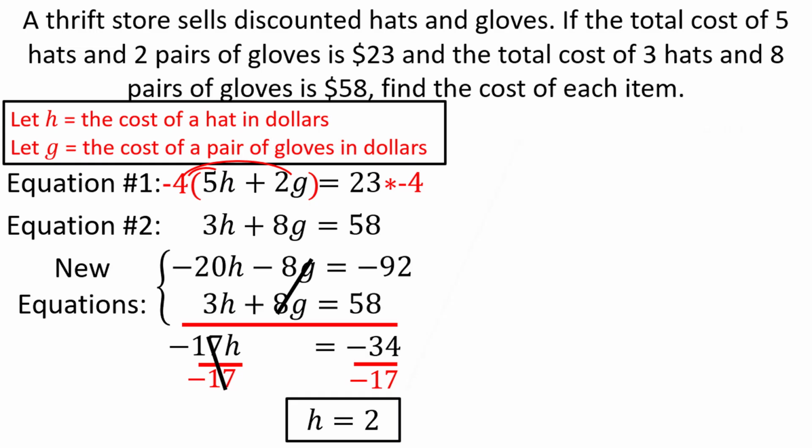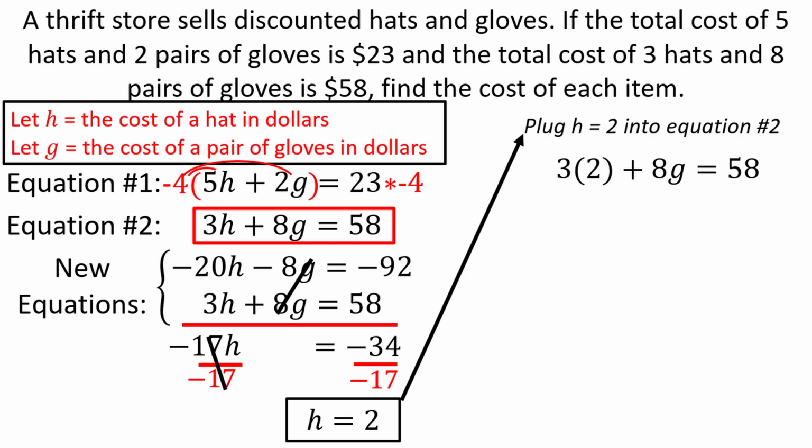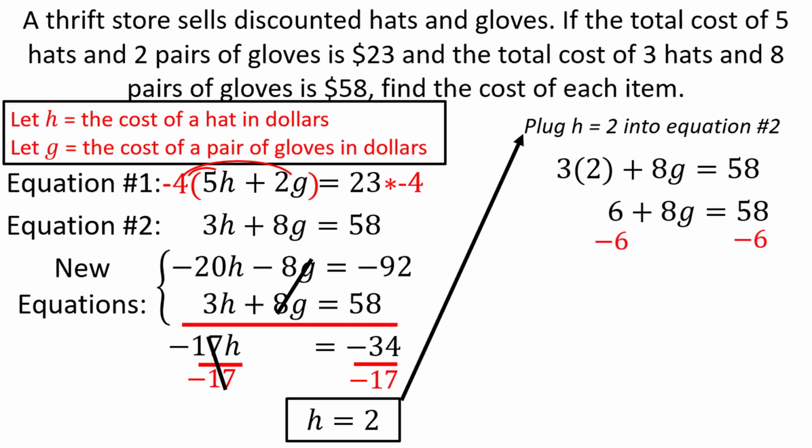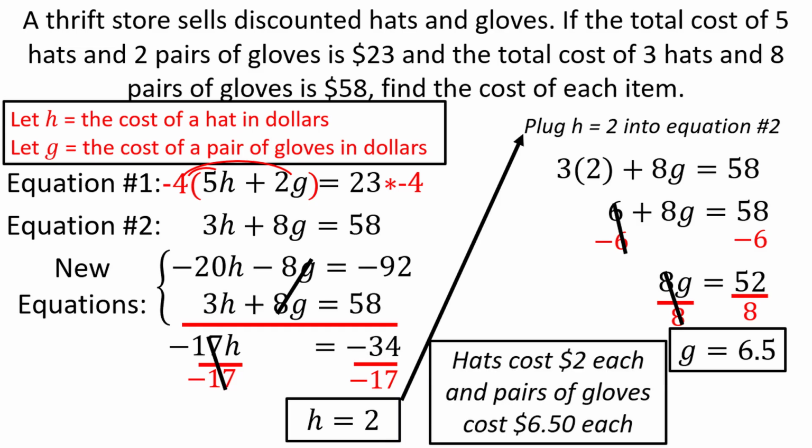Now we can plug in h equals 2 into either of the two equations. I'm going to use the second one. That leaves us with 3 times 2 plus 8g is equal to 58. We have 6 plus 8g is equal to 58. Subtracting 6 from each side, we have 8g is equal to 52. Dividing each side by 8, we have g is equal to 6.5. Our final answer is that hats cost $2 each, and pairs of gloves cost $6.50 each.